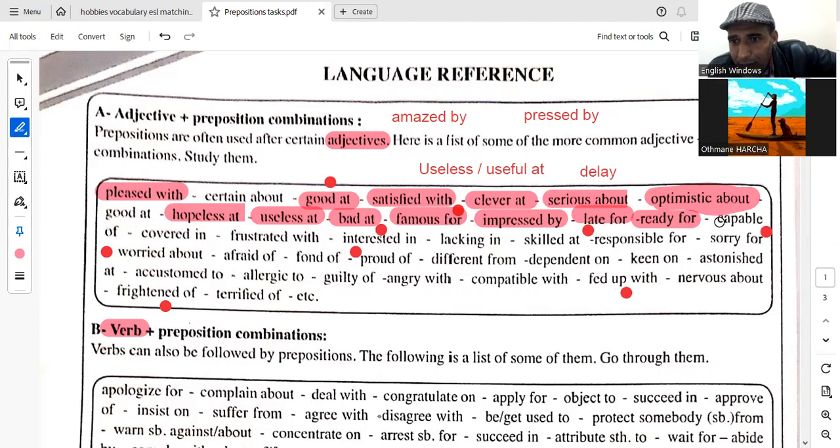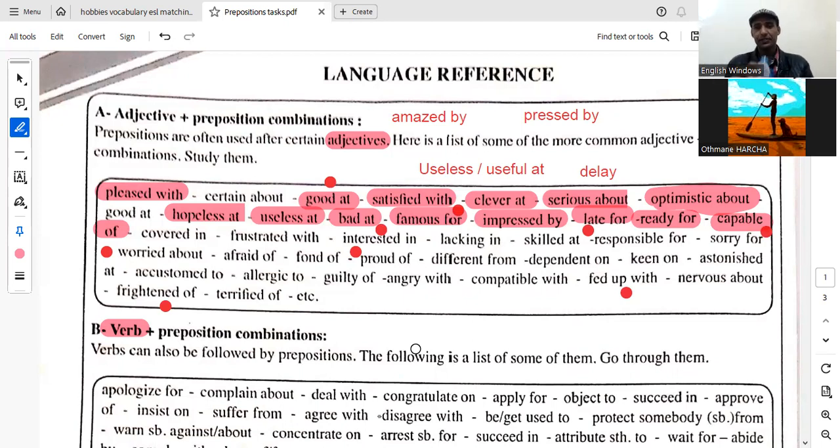Next one, capable of. Capable of. What does that mean? It's not dependent, self-dependent, or dependent on. Capable of, ça veut dire on dit en français capable de. Ça veut dire je peux, le pouvoir. Voilà. Can you give me an example in a sentence?